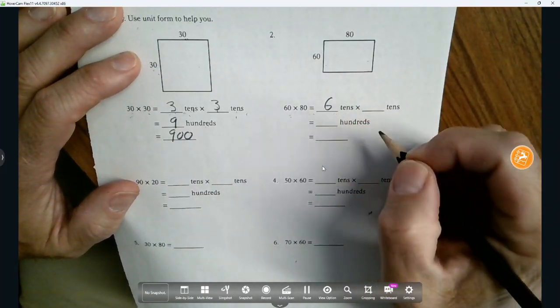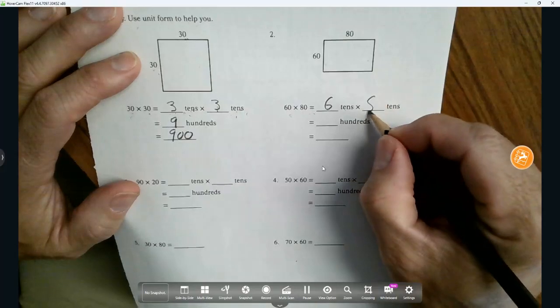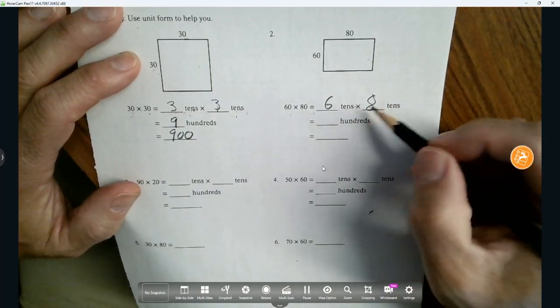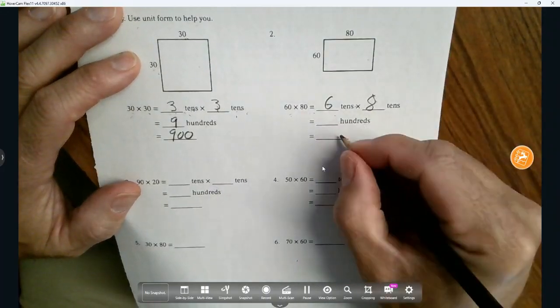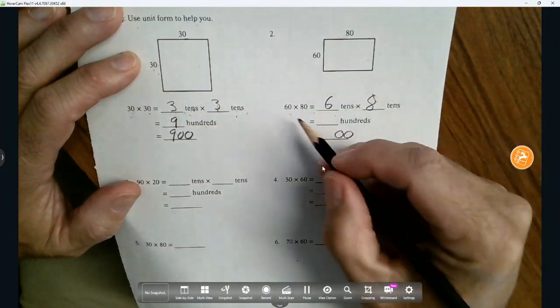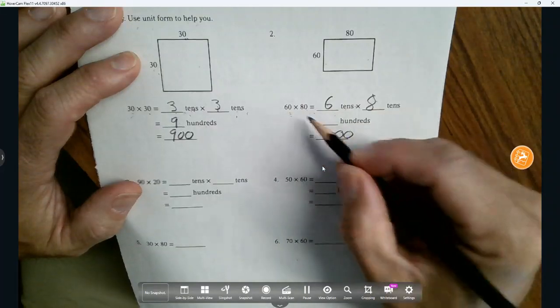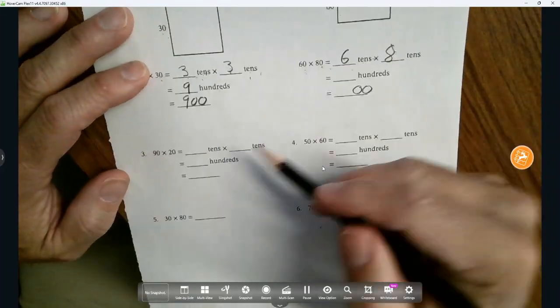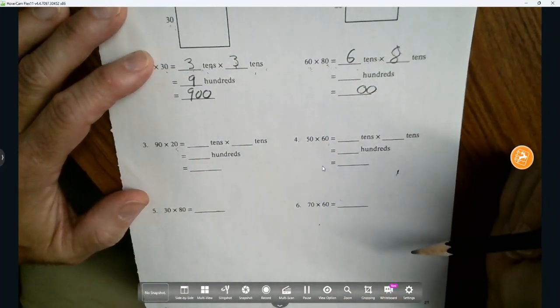We have 6 tens and 8 tens. So let's figure out 6 times 8, write that number here, then bring those zeros back down here because there's 2 zeros. Get rid of that 0 goes here, get rid of that 0 goes here. Just like when you're multiplying by hundreds. All right? Use that to help you guys on the rest if you need to.